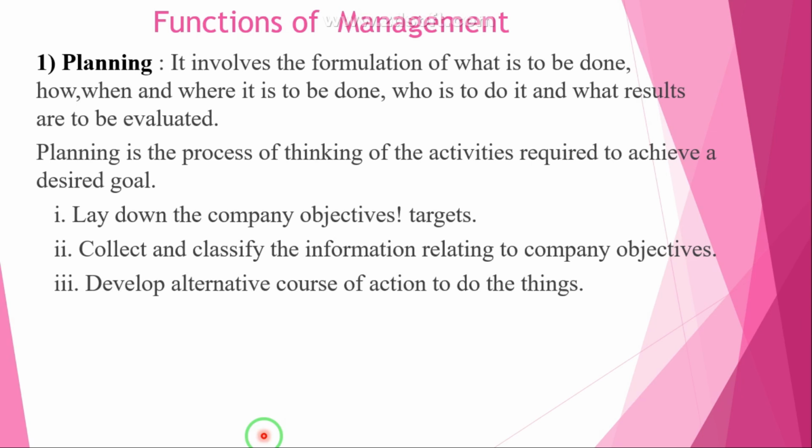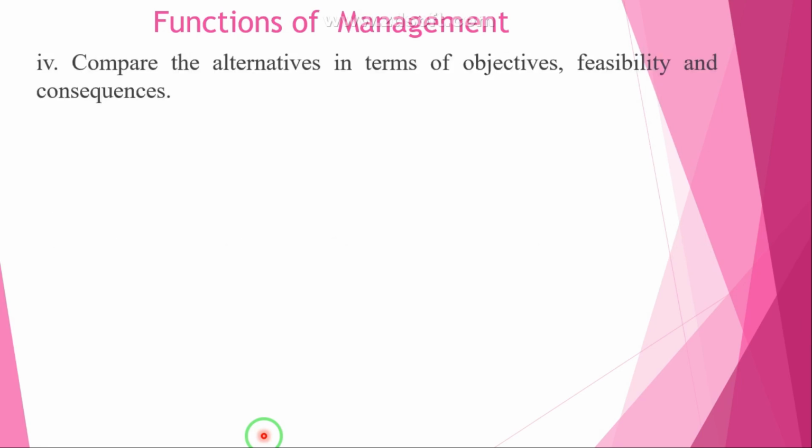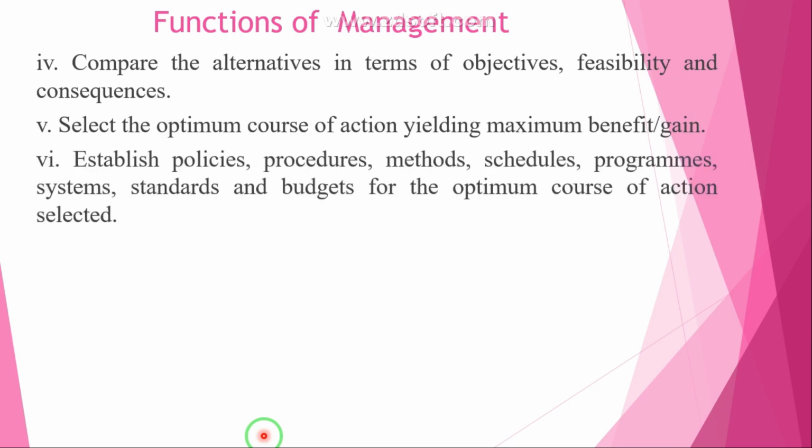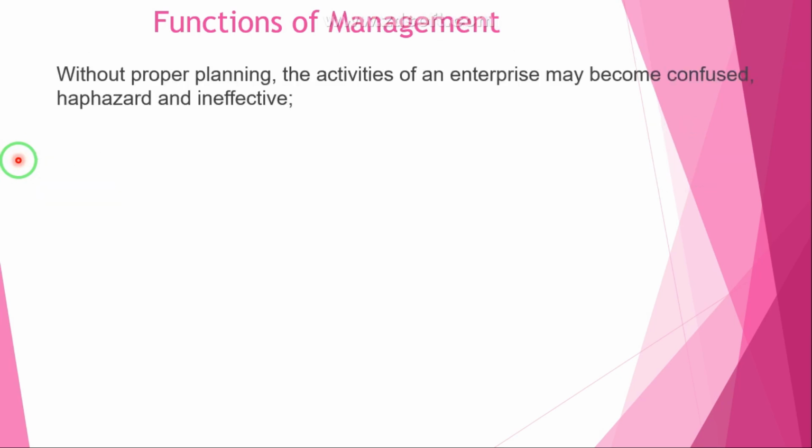They develop alternative courses of action to do the things. They compare the alternatives in terms of objectives, feasibility, and consequences. They select the optimum course of action yielding maximum benefit and gain. They establish policies, procedures, methods, schedules, programs, systems, standards, and budgets for the optimum course of action selected.